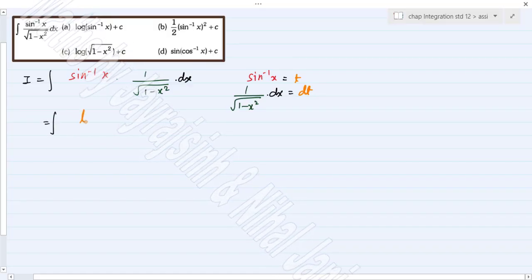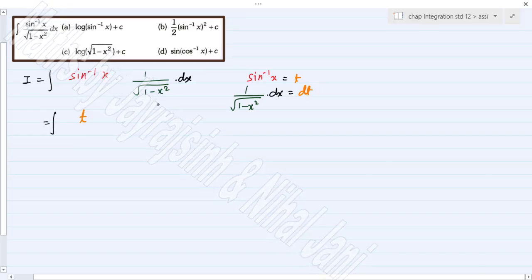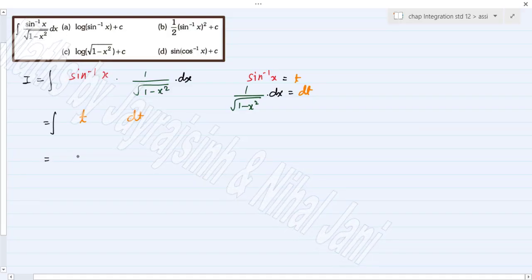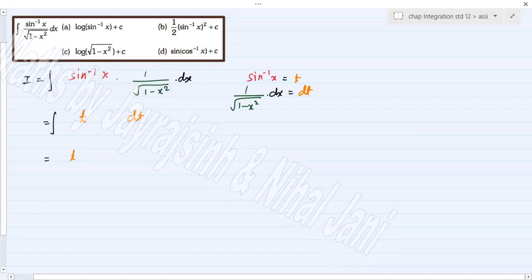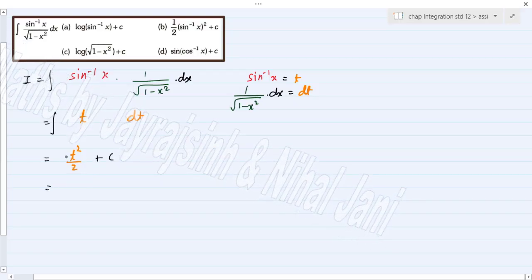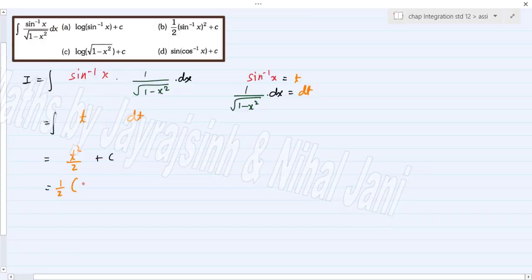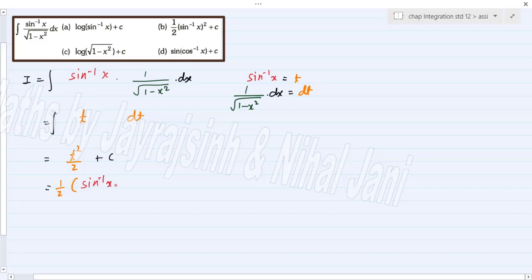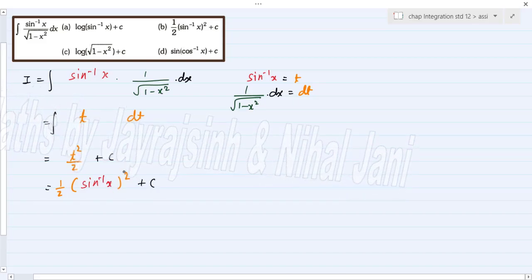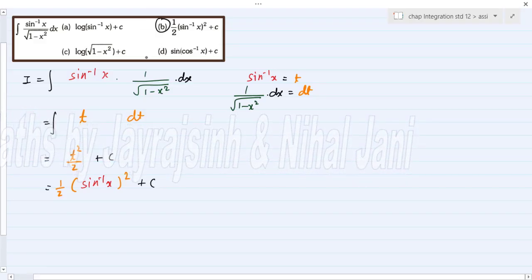So we can modify our integration as, instead of sin inverse x, we can put t, and instead of 1 upon under root of 1 minus x square dot dx, we can substitute dt. So integration of t will be t square by 2 plus c, and to get the final answer, just substitute the value of t, which is sin inverse x, the whole square by 2 plus c, is your final answer, which is given in option B. Ta-da!